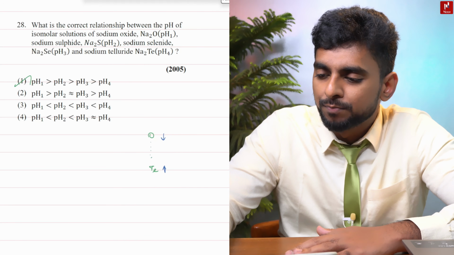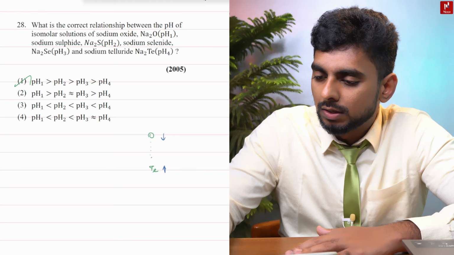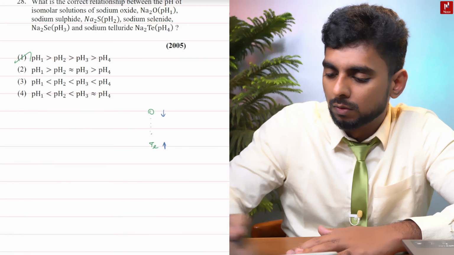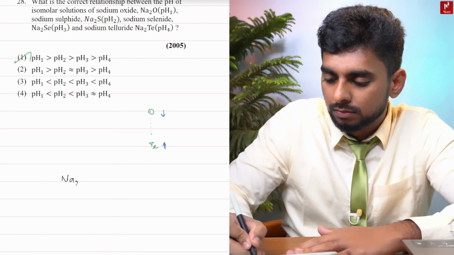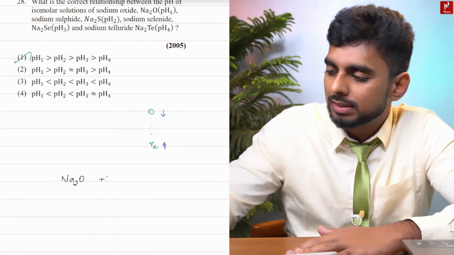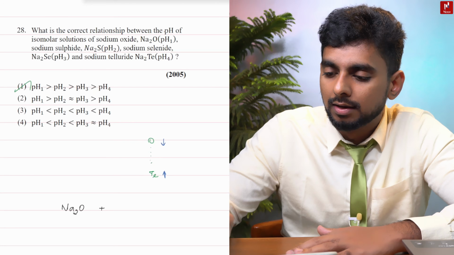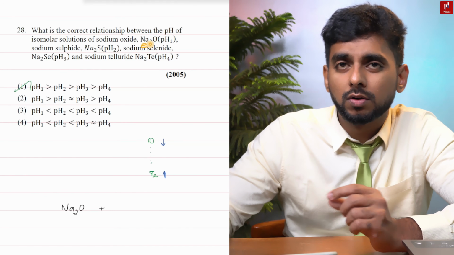Fine. So if you just look at this question, what they have given over here is Na2O, right? So they have given Na2O. See these compounds, Na2O, Na2S, this is like an alkali metal, it's going to react with the oxygen.